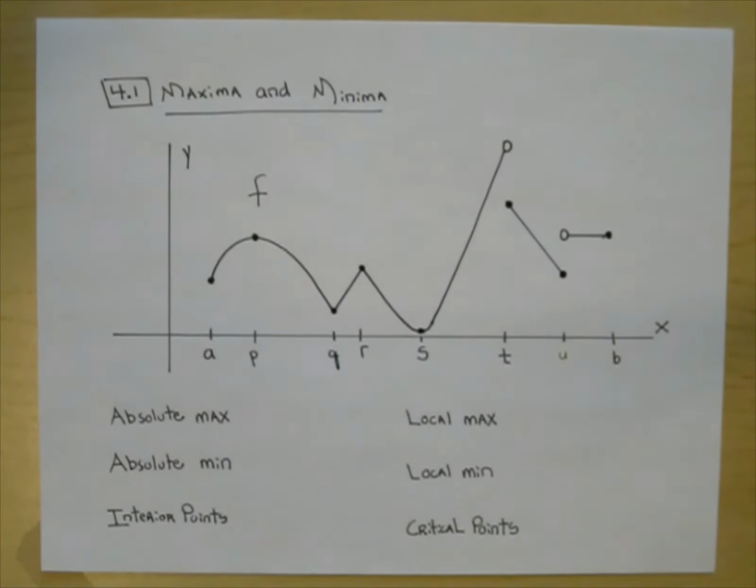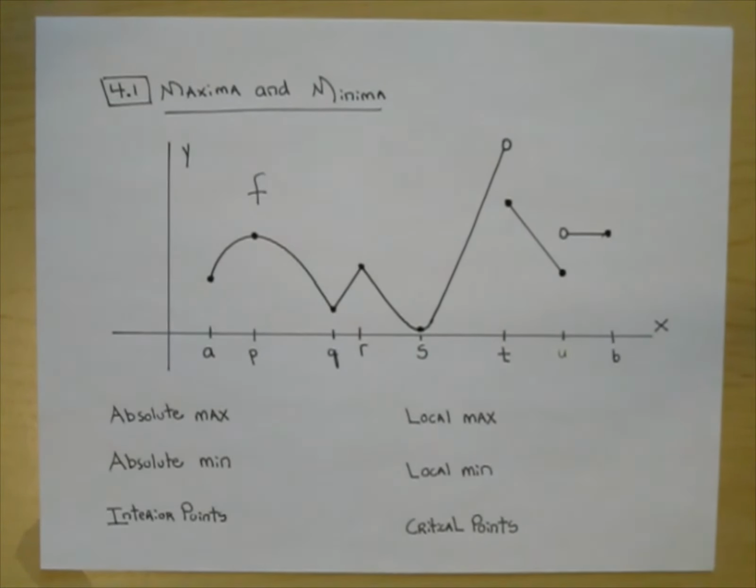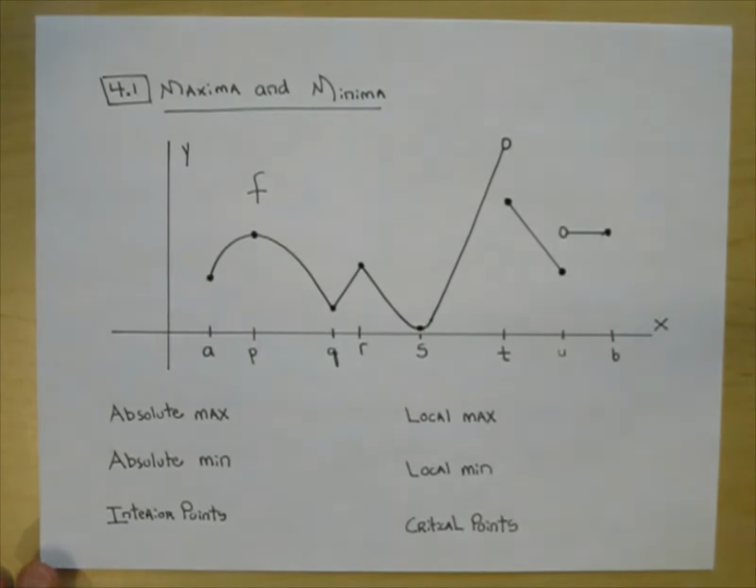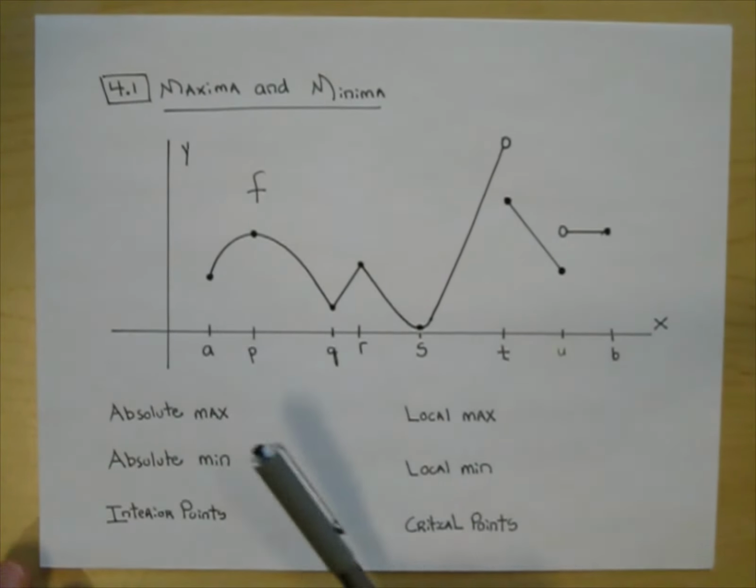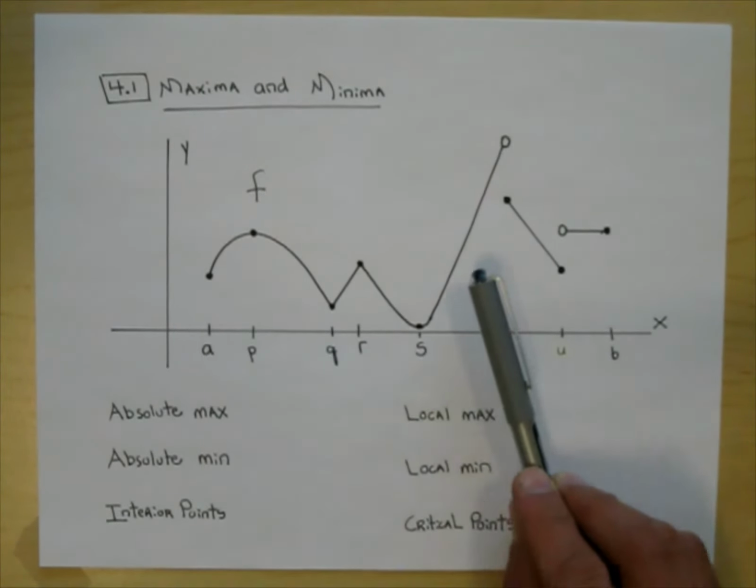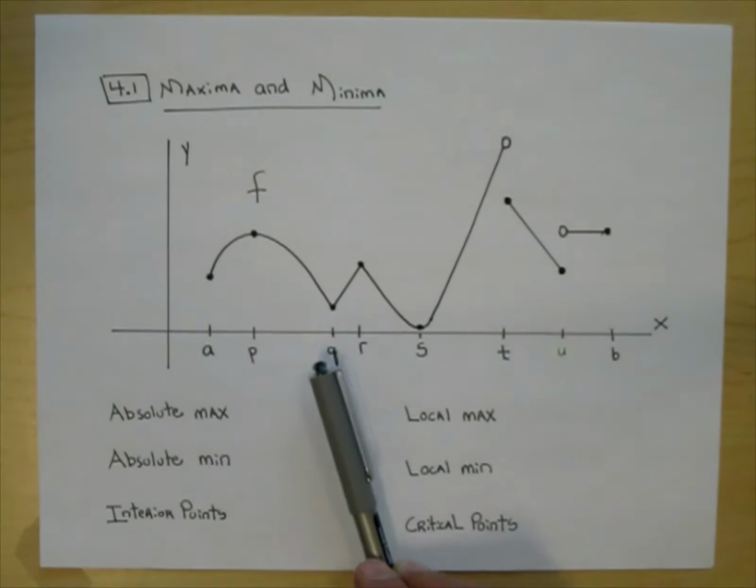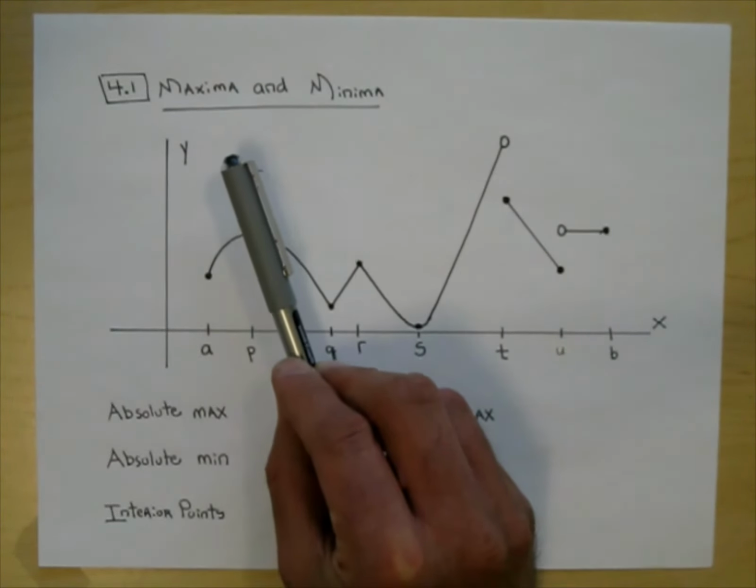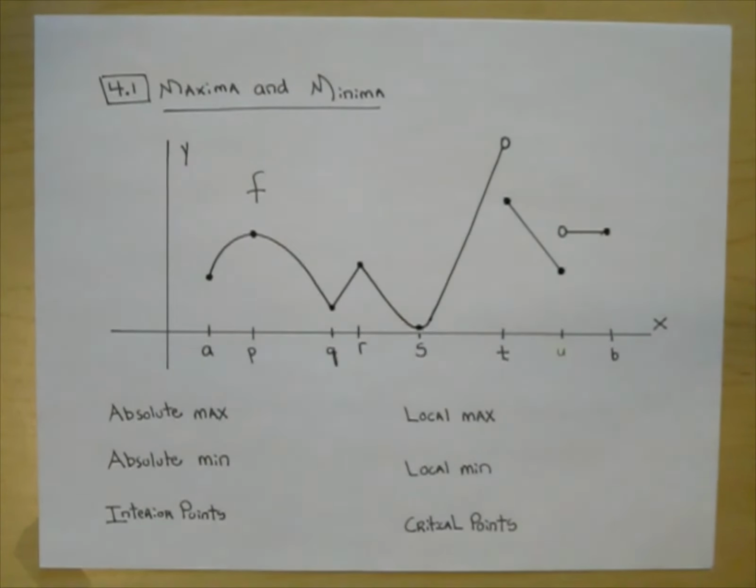Math 265A, Cuesta College, I'm Joe Vasta, and today we are going to cover section 4.1. It's called Maxima and Minima. So we have a picture of a function here. It passes the vertical line test, you can see. And we should probably define what maxima and minima are.